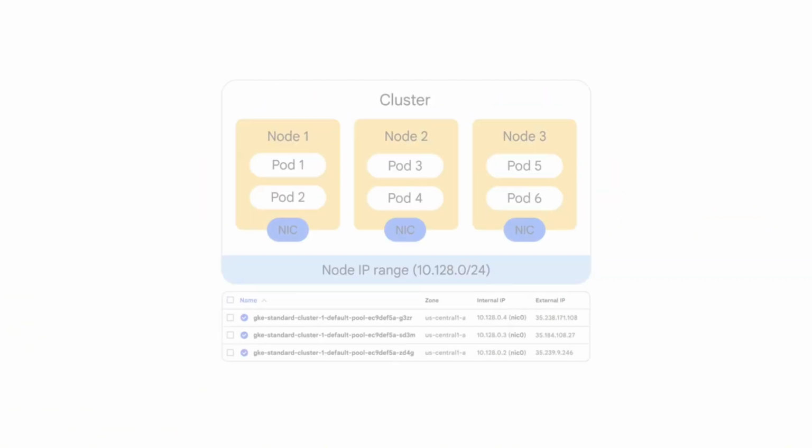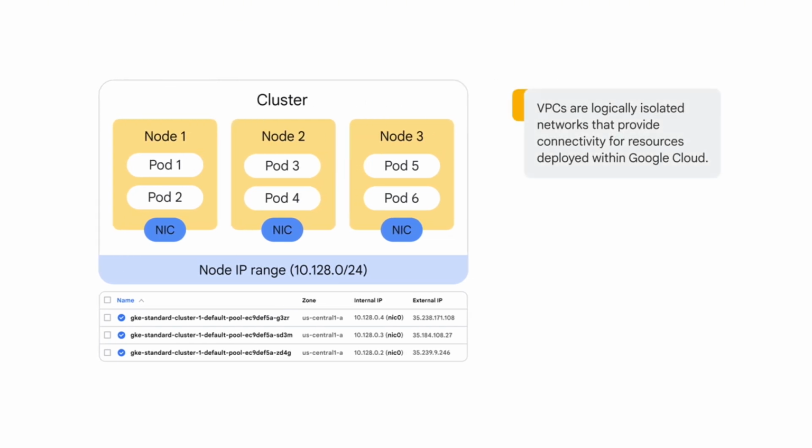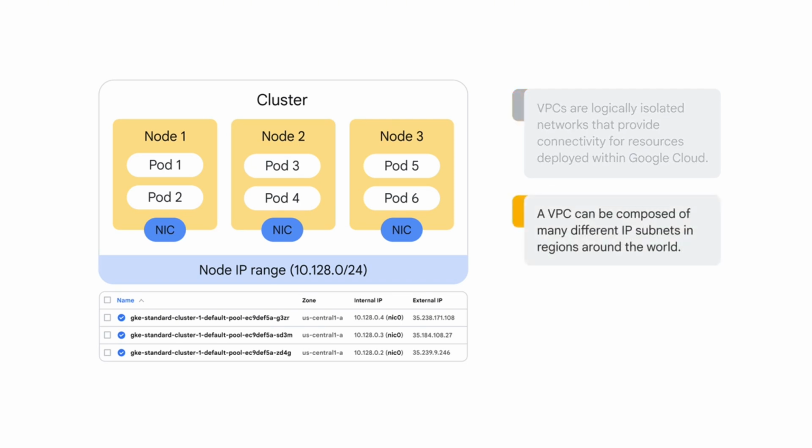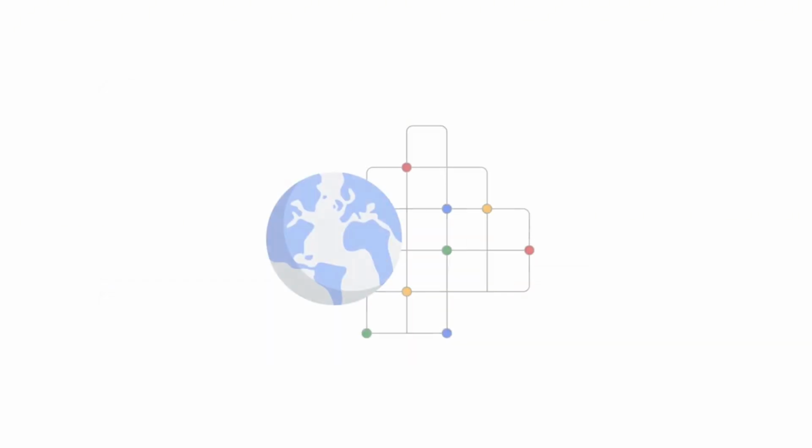In GKE, nodes get their pod IP addresses from address ranges assigned to the virtual private cloud, or VPC, being used. VPCs are logically isolated networks that provide connectivity for resources deployed within Google Cloud, such as Kubernetes clusters and Compute Engine instances. A VPC can be composed of many different IP subnets in regions around the world. When you deploy a GKE cluster, you can select a VPC along with a region or zone.